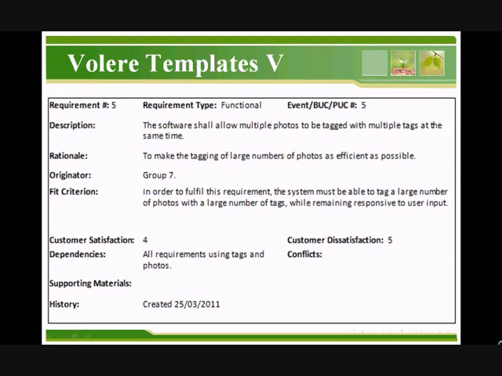Tagging multiple photos with multiple tags at the same time is going to make a user quite grateful or very annoyed, depending on whether it is possible or not, which is where the 4 for customer satisfaction and the 5 for customer dissatisfaction comes from.